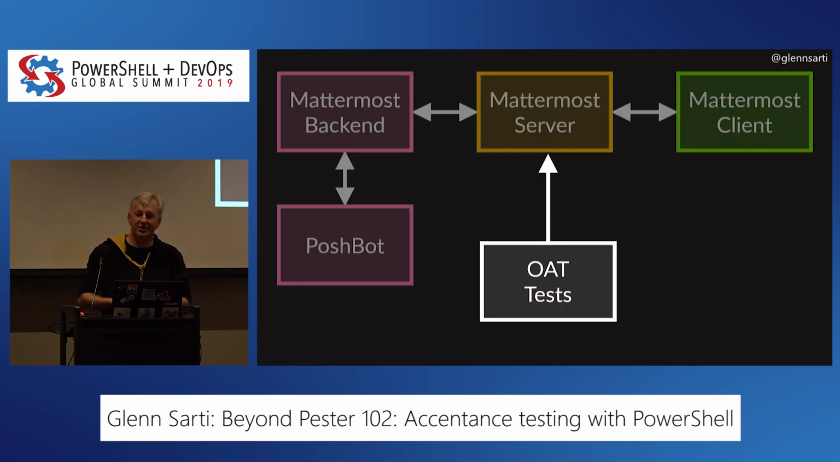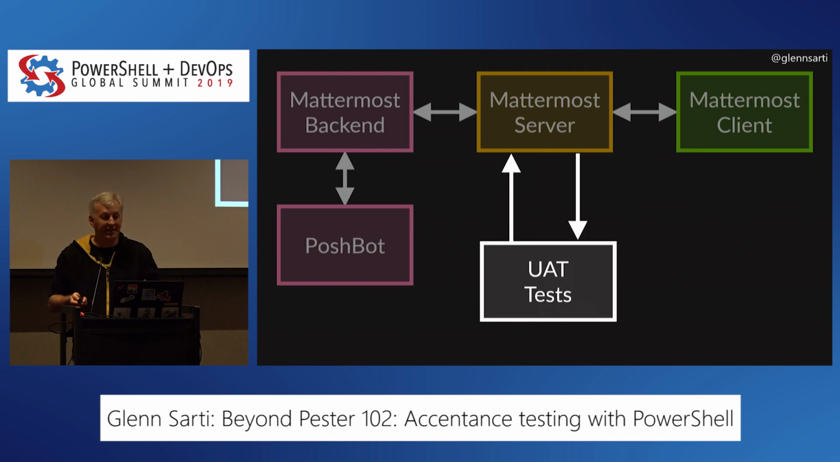The first of the tests we're going to write are going to validate that the Mattermost server is operating correctly. And these are going to be called operational acceptance tests. And the second, we're going to write some user acceptance tests, where we're going to simulate being a user and interact with the bot and expect certain responses. So let's start with the operational acceptance tests.